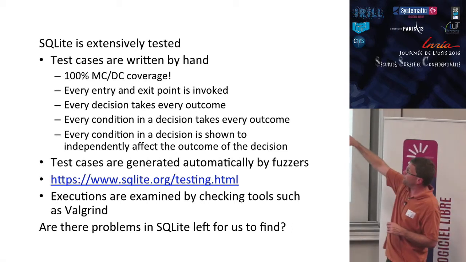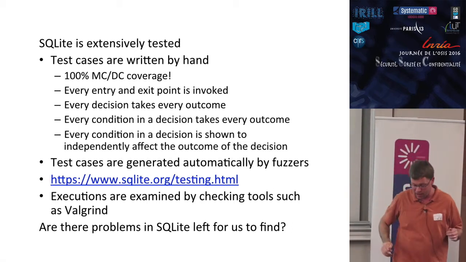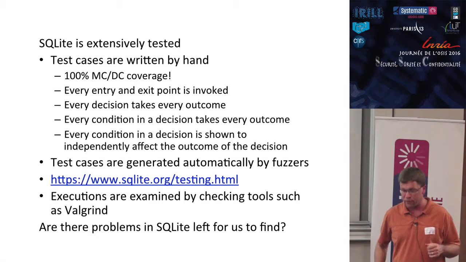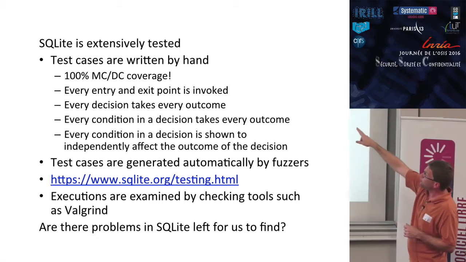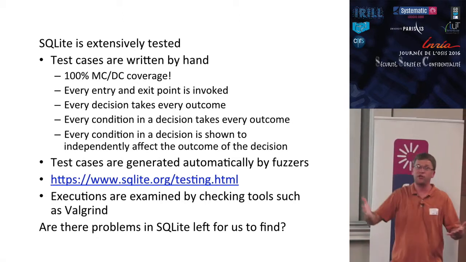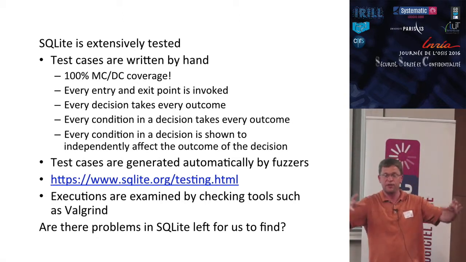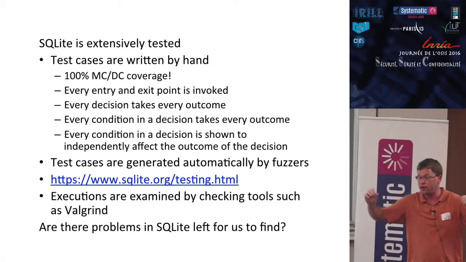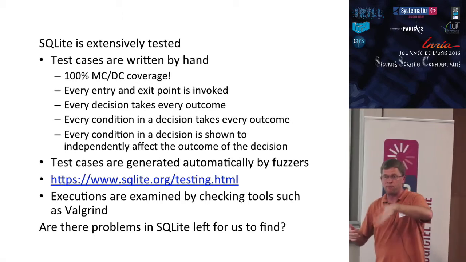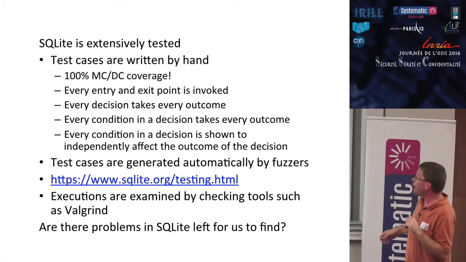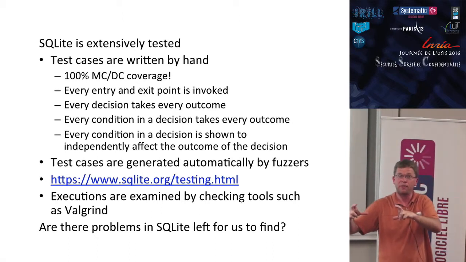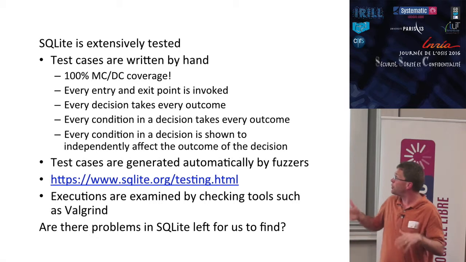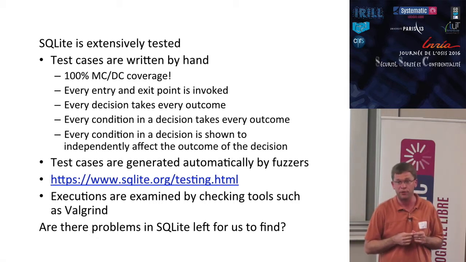Okay, so the second line there says that he has achieved 100% branch coverage, but 100% MC-DC coverage also means that every condition inside a decision, that is to say, every composite Boolean inside of a larger conditional, has to have both outcomes during testing. And finally, every condition in a decision, something like A is greater than B, has to be shown to independently affect the outcome of the overall conditional that it lies in.